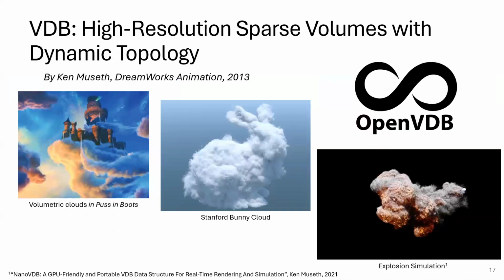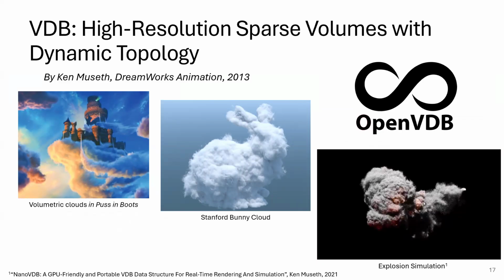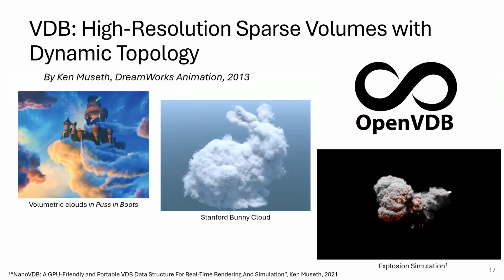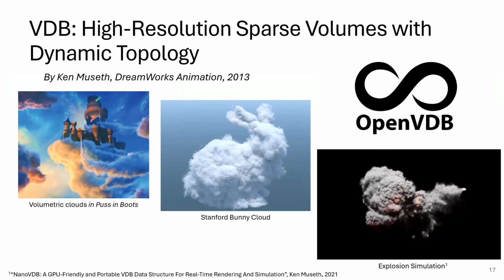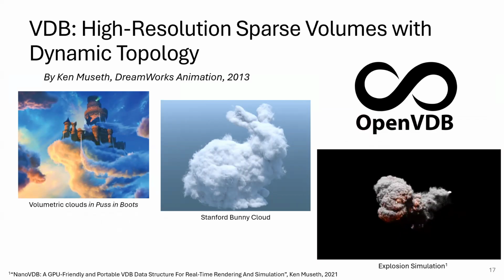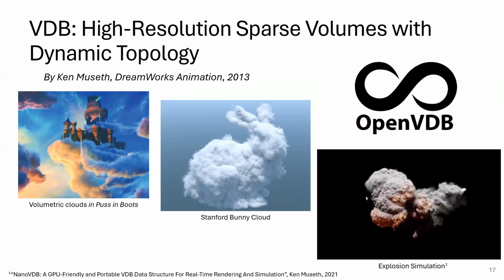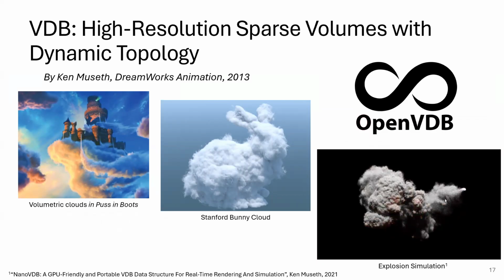Perhaps the most infamous case of one of these sparse voxel libraries is called VDB. This is high resolution sparse volumes with dynamic topology. It was originally developed by Ken Museth when he was working at DreamWorks in 2013. And it was a reaction to what they needed at the time.